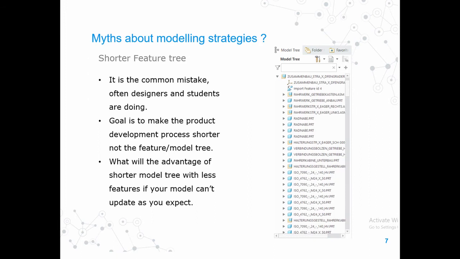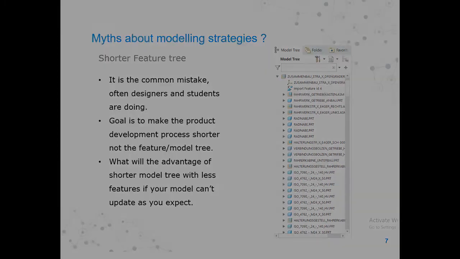Now let's jump to the common myths spread across designers and students. The first one is about feature trees. Some designers and university students still believe that the feature tree should be as short as possible, but it's wrong. And what are the advantages of a shorter feature tree? Even if your model can't update as you expect, it can be good practice to use a smaller number of features when possible, for a less cluttered model tree.